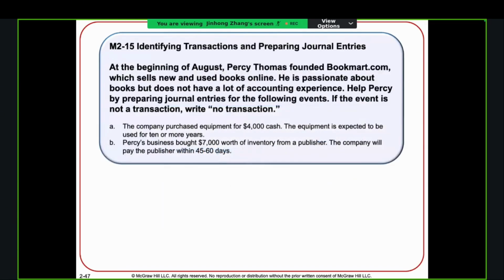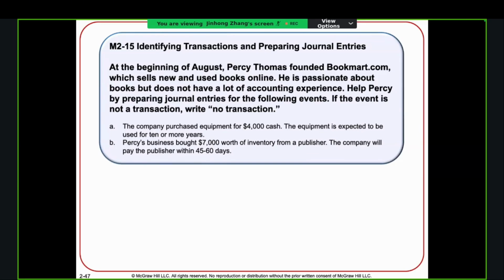Okay. At the beginning of August, Percy Thomas founded bookmart.com, which sells new and used books online. He's passionate about books, but does not have a lot of accounting experience. Help Percy by preparing journal entries for the following events, or state if the event is no transaction. The company purchased equipment for $4,000 cash. The equipment is expected to be used for 10 or more years.